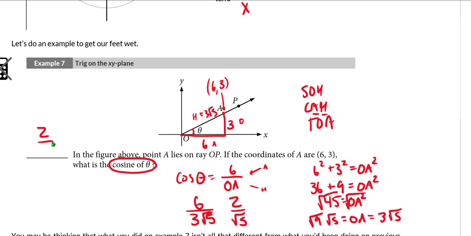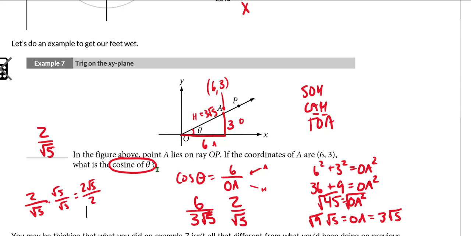I could rationalize that denominator, but I am not going to. If it becomes necessary on the test to do something like that, I will. Just so you know how you would rationalize that denominator, you would multiply both numerator and denominator by root 5, and you would get 2 root 5 over 5. Either of those answers would be acceptable.